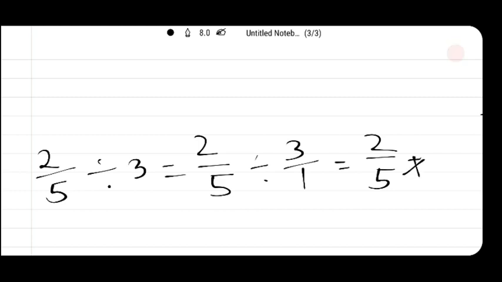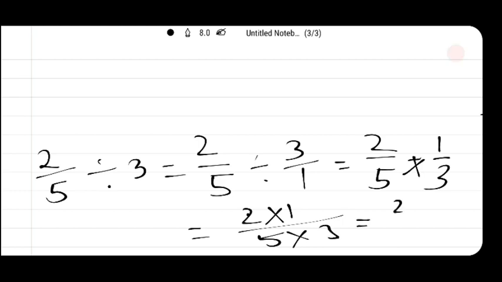2 upon 5 into the reciprocal of 3 upon 1, which is 1 upon 3. Now we can simply multiply it. That means 2 into 1 upon 5 into 3. So 2 1s are 2, 5 3s are 15 is your answer. Here in all of the cases we have learned that we are finding the reciprocal of the number which is on the right hand side of the division sign. Okay, remember this point.